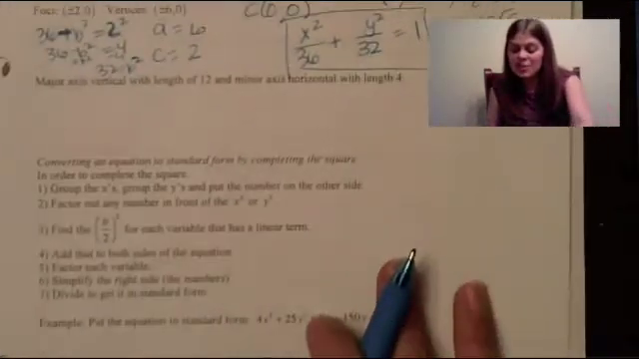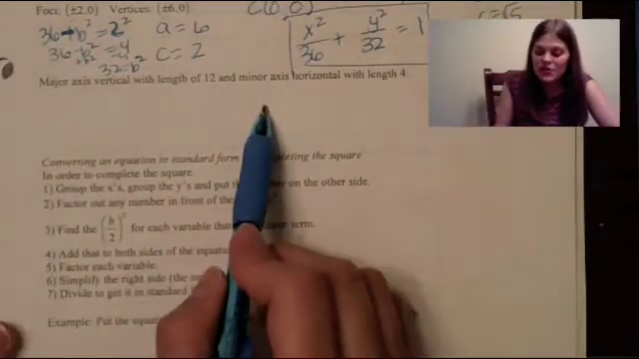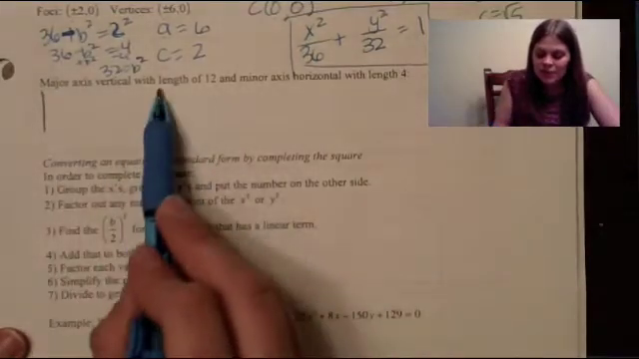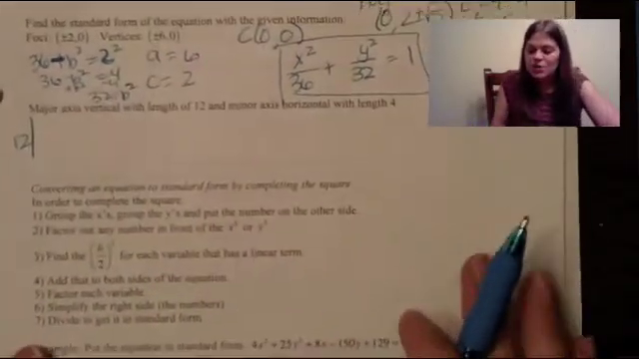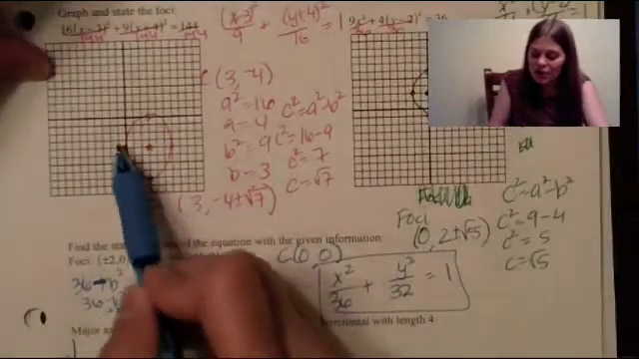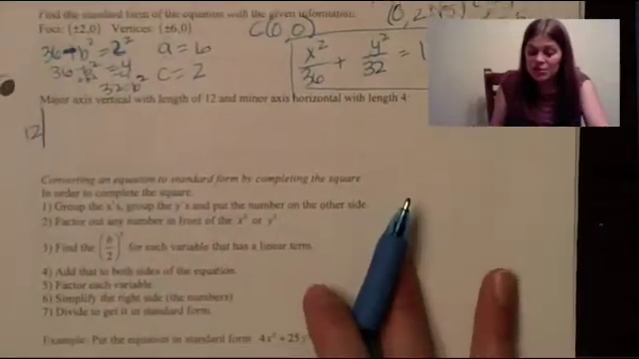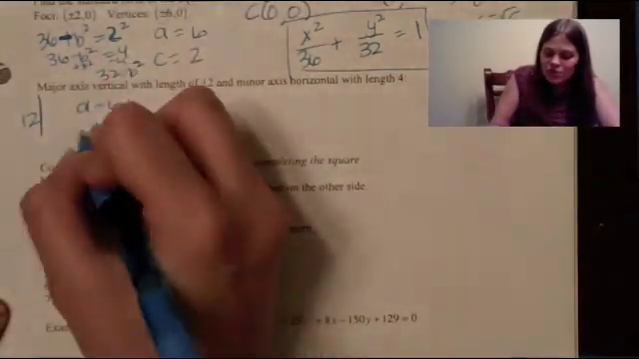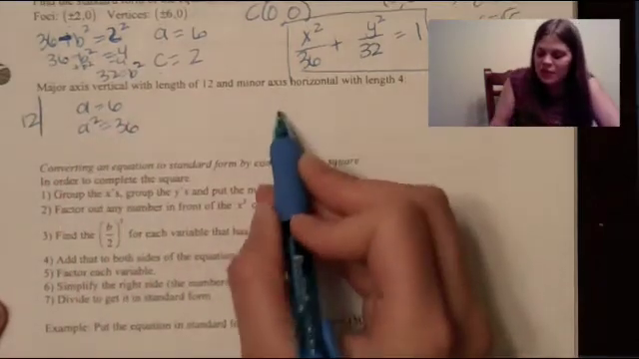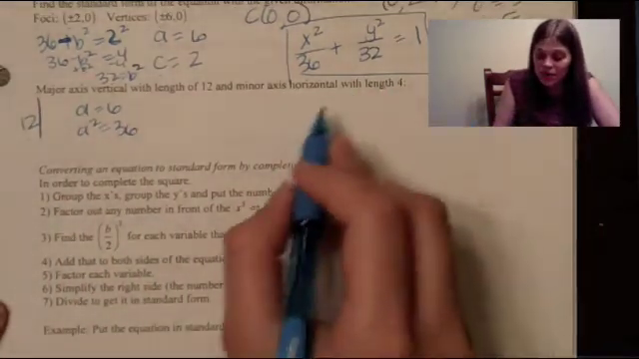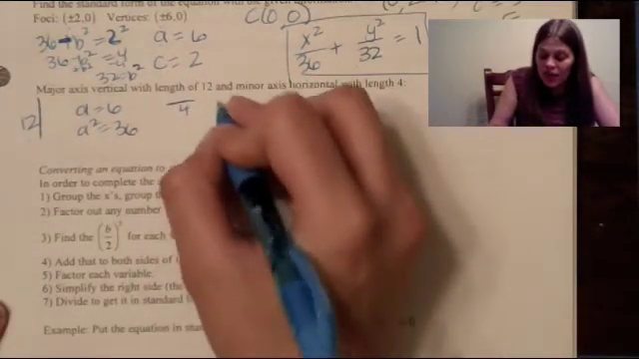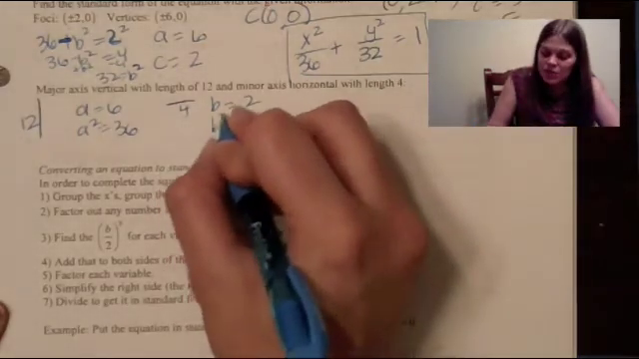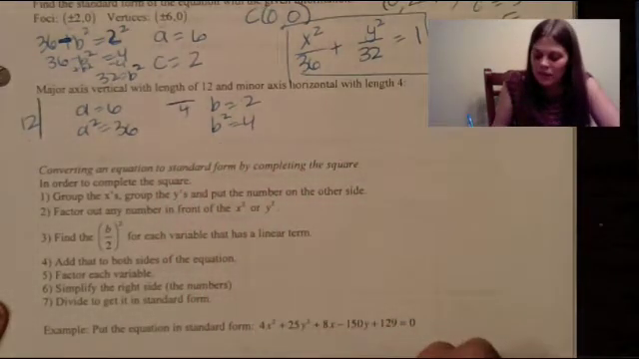The next one's a little bit different because it talks to you about the major and the minor axis. If the major axis is vertical, that means that you're going up and down, and it has a length of 12. Notice your major axis is double your a value, and your minor axis is double your b value. So if this is 12, that means that my a value is 6, which means that a squared is 36. If the minor axis has a length of 4 and it's horizontal, then that means that your b value is 2, because I cut this in half, which means that my b squared is 4.